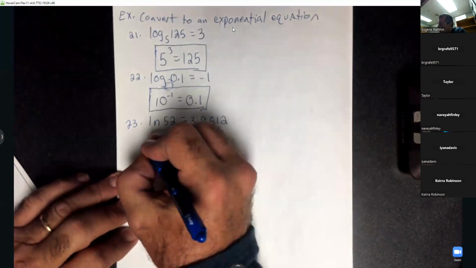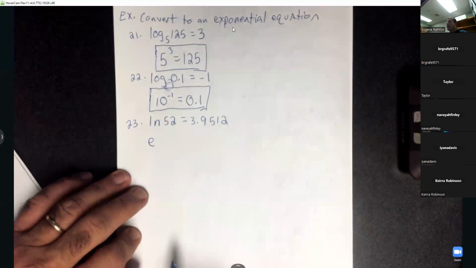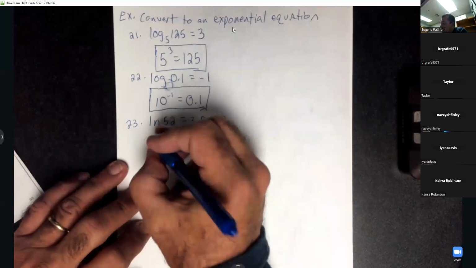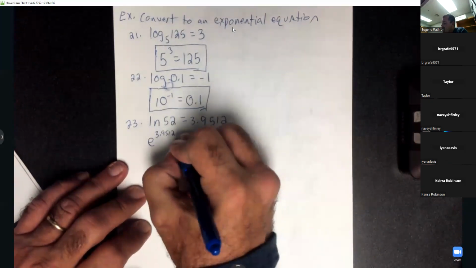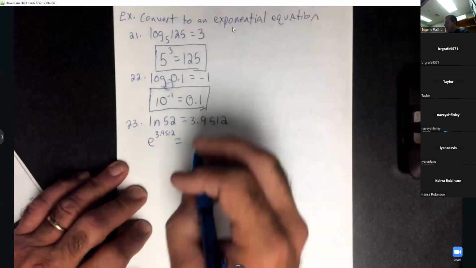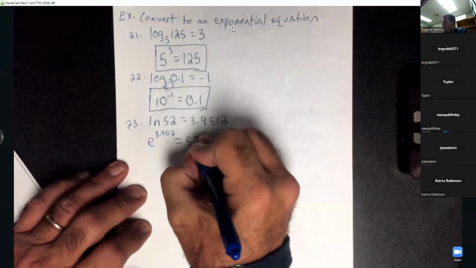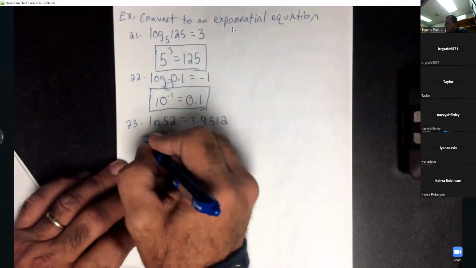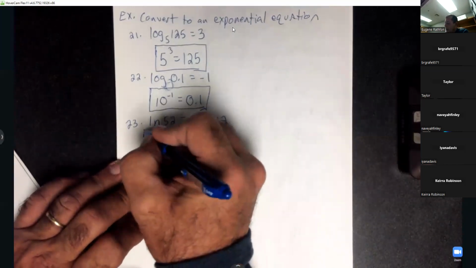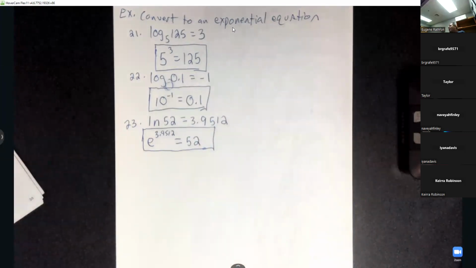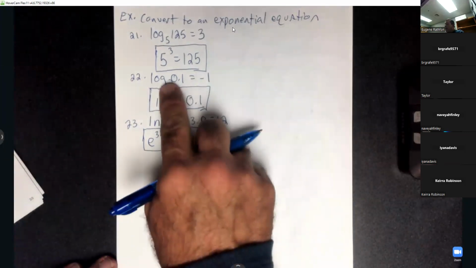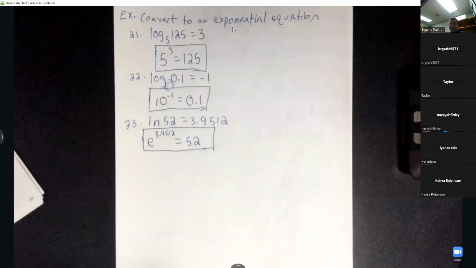So there you go. You got your E. All right, let's see. Our exponent is what? 3.9512. That's going to equal my result of 52. So yeah, you just got to watch out for the logs that don't have the bases and for the LNs, okay?